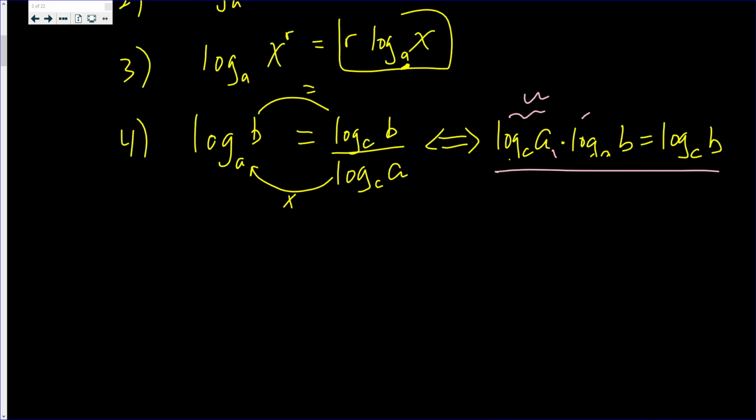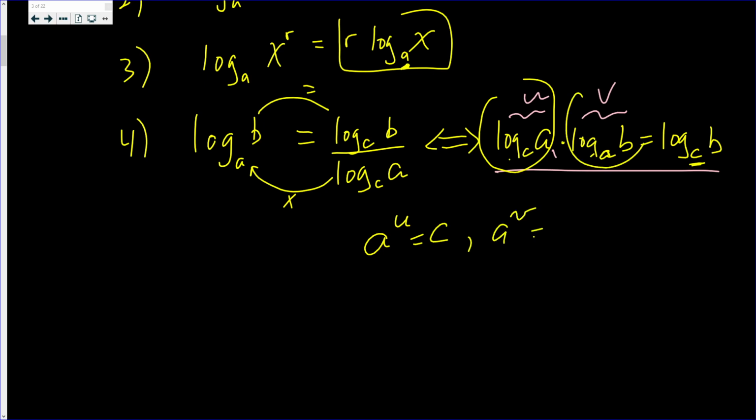How about I call that U and I call that V. And my goal is to get base C. So this tells me that A to the U is C, and this tells me that A to the V is B. So C is A to the U. Now, what do I do from here? Well, this here tells me that A is B to the 1 over V.